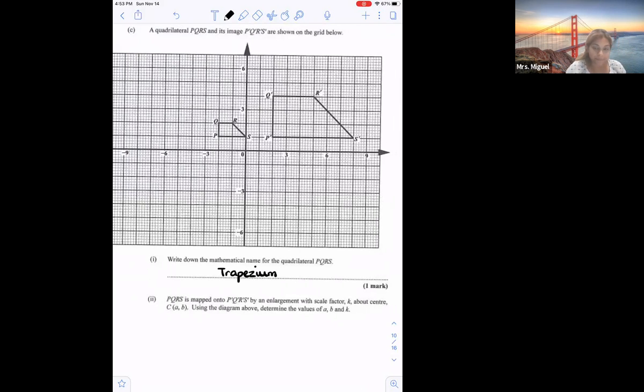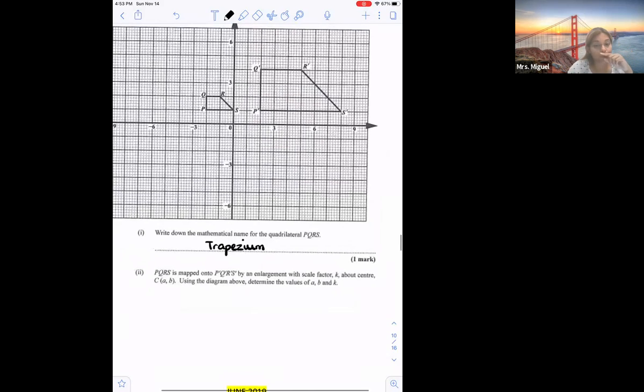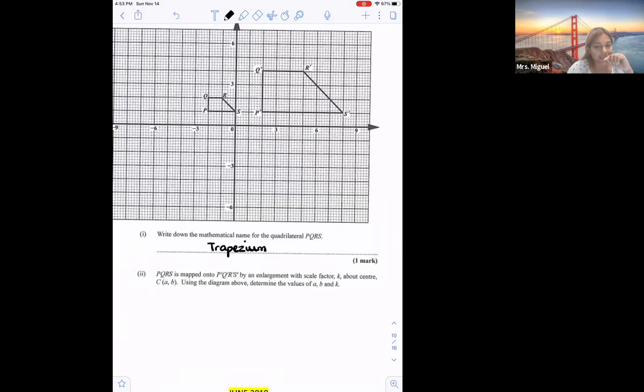PQRS is mapped to P prime, Q prime, R prime, S prime by an enlargement with a scale factor K about the point A, B. Using the diagram, determine the values of A, B, and K. So here's what we're going to do. This is worth 2 marks. So we have to get the center of enlargement, which is A, B, and we have to get the scale factor.